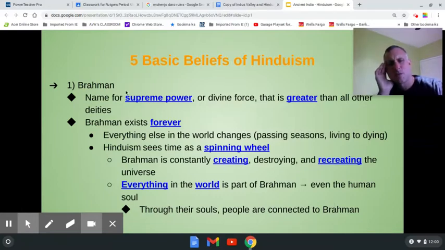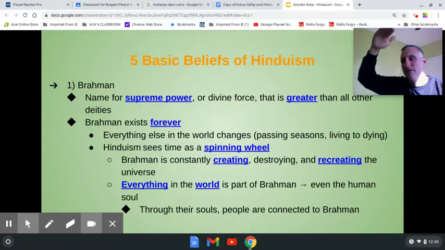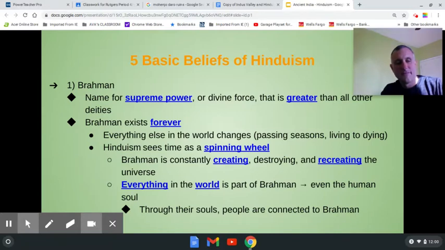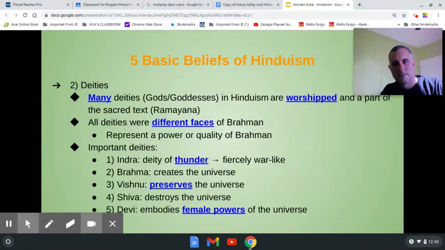Brahman is kind of like the Force in Star Wars, the supreme power, divine force that's greater than all other deities. It exists forever. It's in everything. Everything flows, right? Hinduism sees time as like a wheel, because that's why there's reincarnation. So Brahman is constantly creating and destroying, creating new things. And everything's part of that. You're connected to Brahman, but only if you make it all the way through all reincarnations can you become one and part of the Brahman. That's the goal. That's as far as we got in most of my classes.